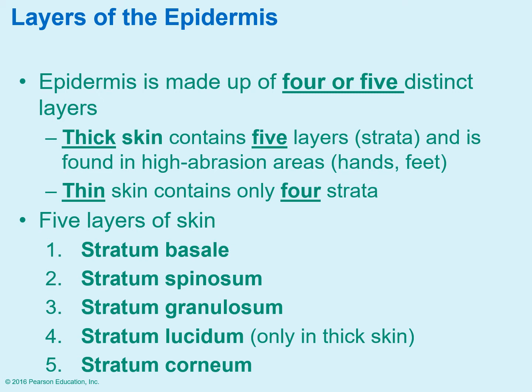The 5 layers of the skin, starting with the deepest layer, moving more superficial. You have the stratum basale, the stratum spinosum, the stratum granulosum, the stratum lucidum, and then the most superficial layer, the one that you see, is the stratum corneum. Now, the extra layer that's found only in the thicker skin areas of the soles of your feet and palms of your hands is the stratum lucidum.